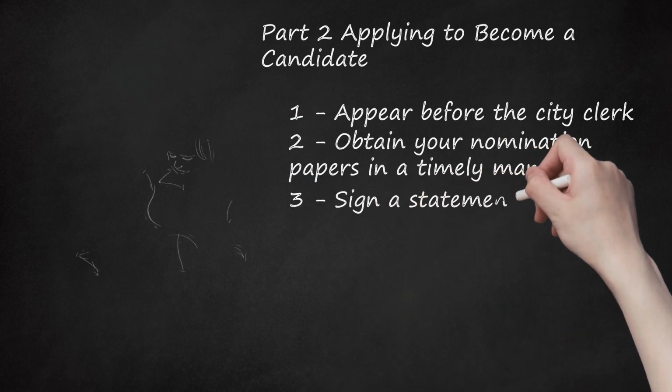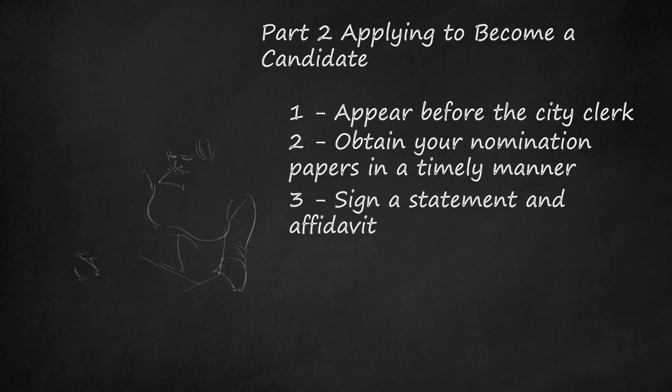3. Sign a statement and affidavit. The statement and affidavit sets out your qualifications for the position you are running for. It must be signed at the time you pick up your packet of information, and the city clerk must sign it as well. This form will be signed under the penalty of perjury, which means if you make false statements you can be convicted of a crime.